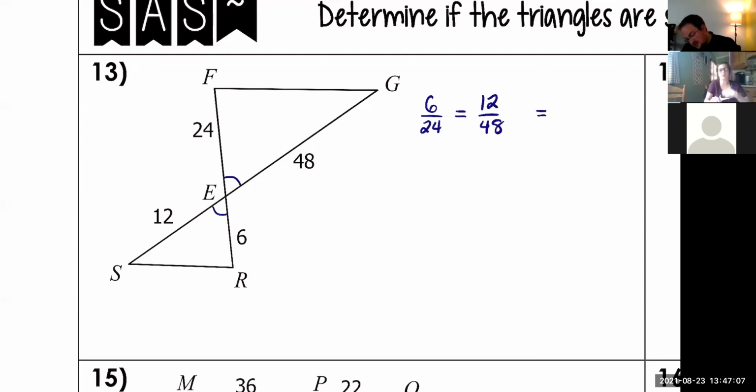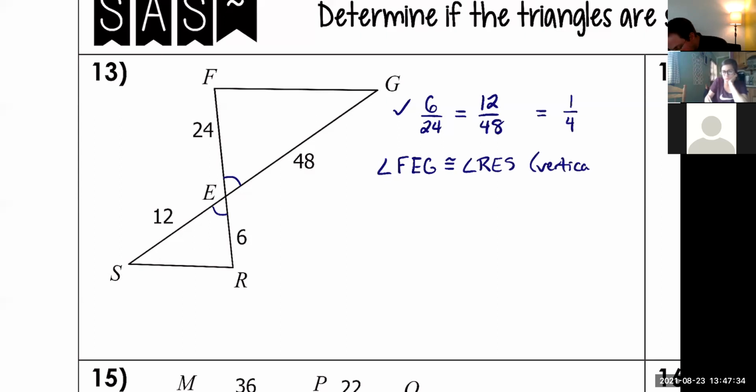But I believe those both simplified down to 1/4. So those check out. And then we can say that angle FEG is congruent to angle RES. And that's thanks to them being vertical.